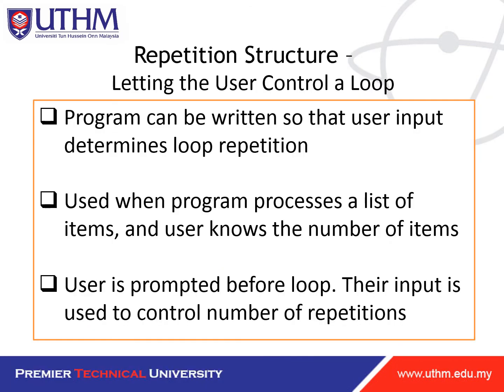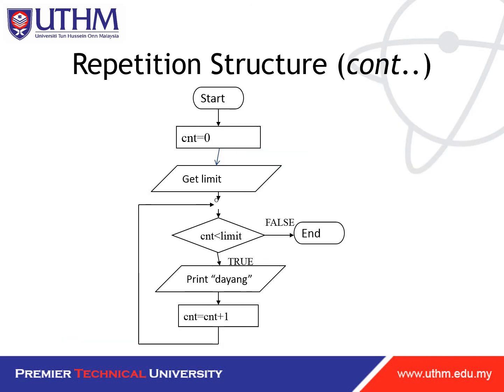So repetition structure also lets the user control a loop. A program can be written so that user input determines loop repetition, used when a program processes a list of items and the user knows the number of items. The user is prompted before the loop and their input is used to control the number of repetitions. Okay, so this is how it works, just like before. You start and then you have a count and then get the limit. If it's true, then you will keep printing until the condition becomes false.